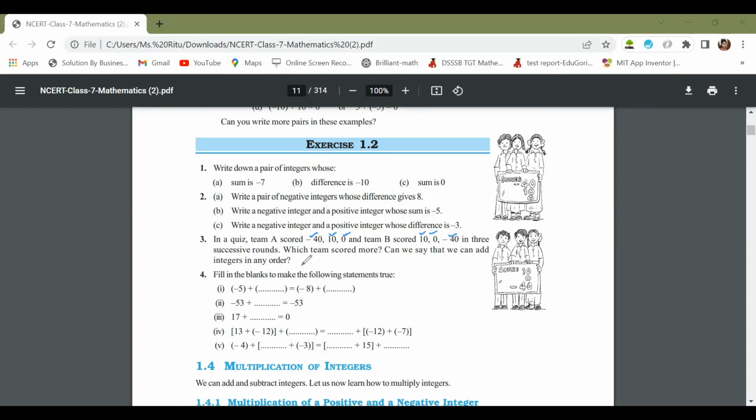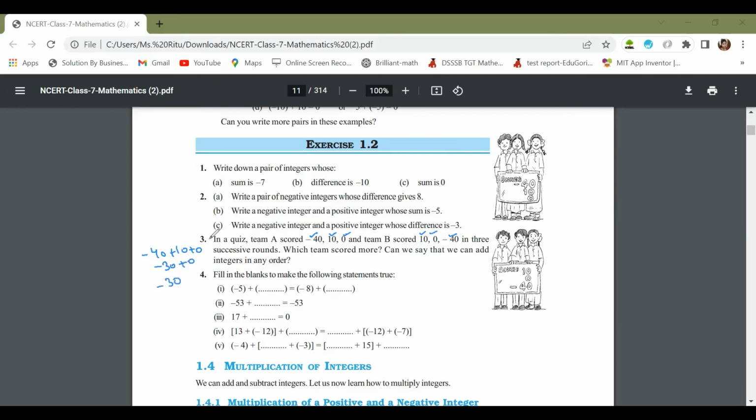Now what they are asking, which team scored more. तो कौन सी टीम ने जो है ज्यादा स्कोर किया है. So which team scored more. तो उसके लिए आपको क्या करना रहेगा, you have to find out the total score of both the teams. So how you will write, team A score equals to -40 plus 10 plus 0. If you will solve it, you will get the answer as -30 plus 0, and that is -30.